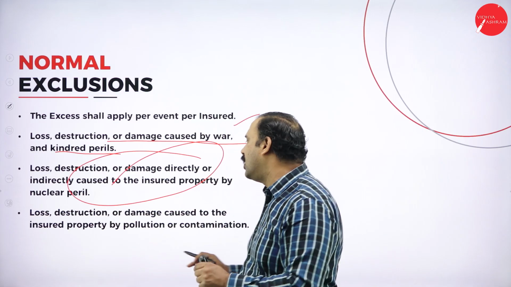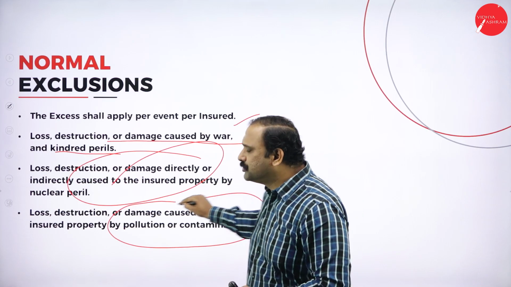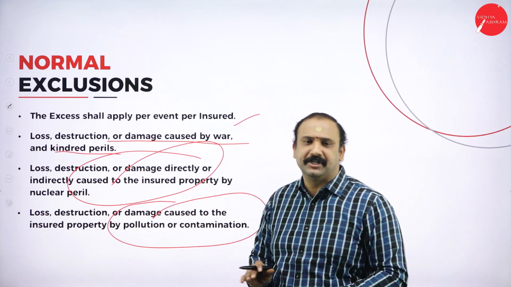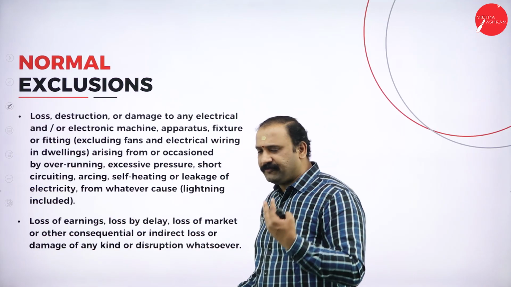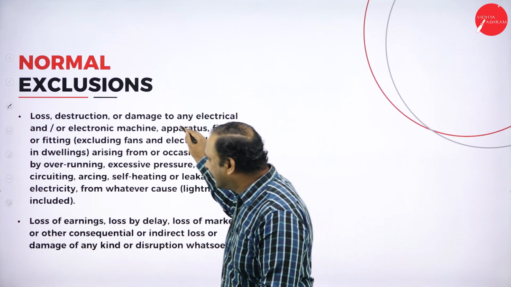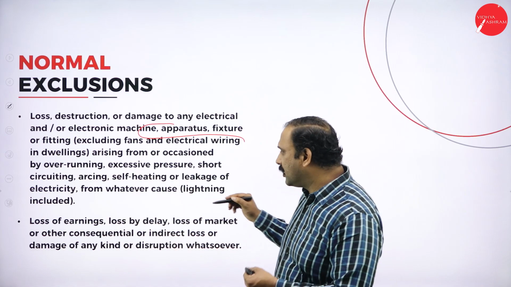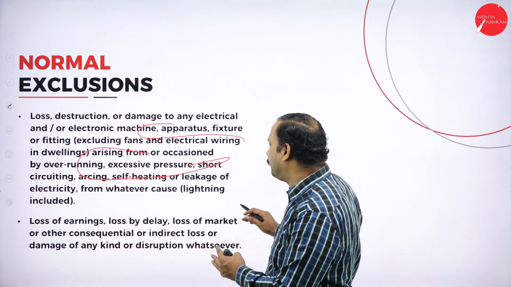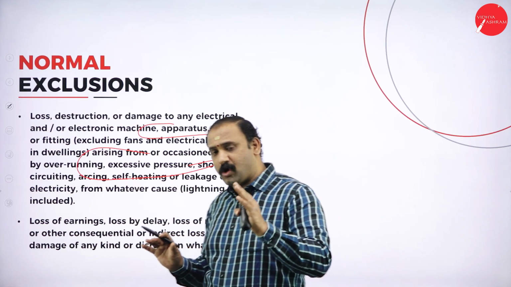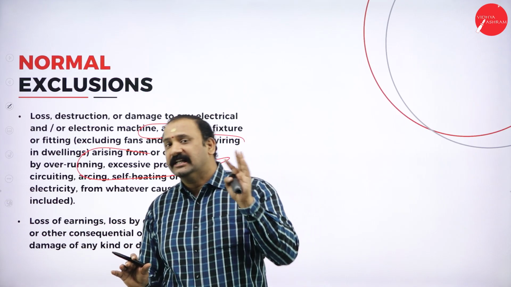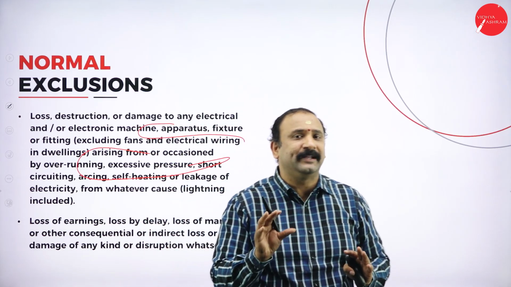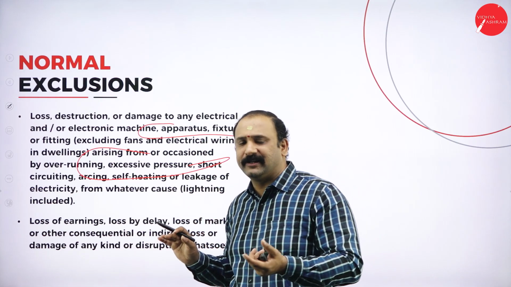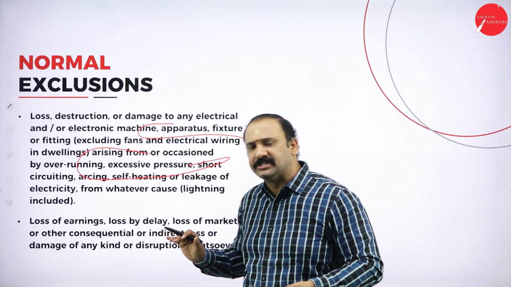Now, loss, destruction or damage caused to the insured property by pollution or contamination is not going to come here. This is going to be a normal exclusion, because pollution and contamination is again not included. Now, the other factors: loss, destruction or damage due to any electrical or electronic machine apparatus, fixture or fitting arising from or occasioned by overrunning, excessive pressure, short circuiting, arcing. These kinds of factors will not be included at all. So when I was talking about the factors called war and kindred perils, that is not included. Why? Because they are done by a human act. So anything which is wantedly done, which is instigated, a human error kind of thing, we are not going to cover it. These are all the exclusions that we are talking about.